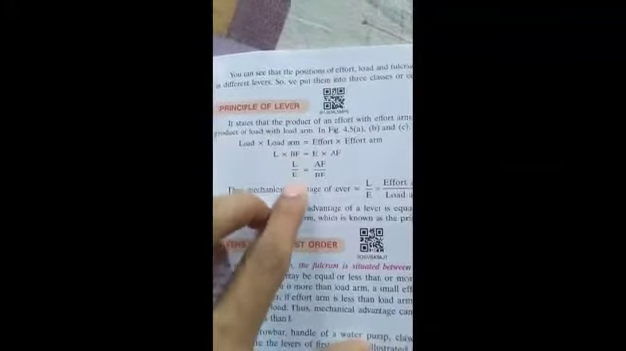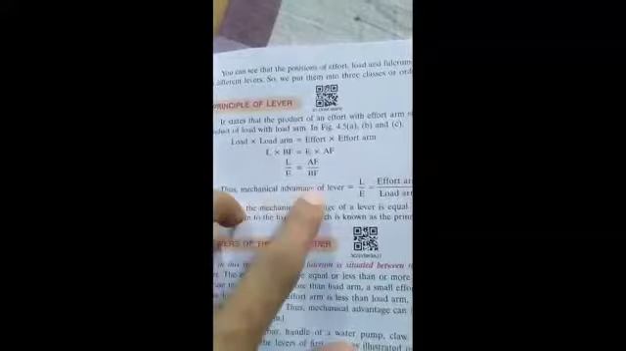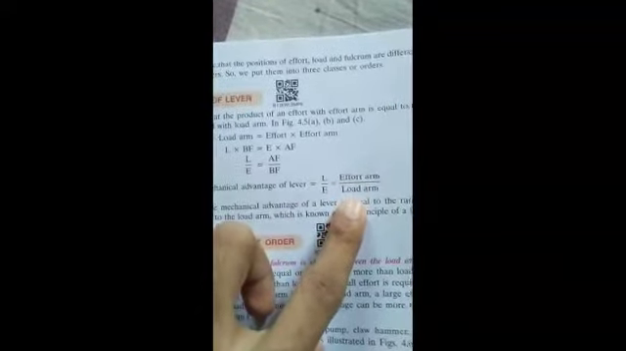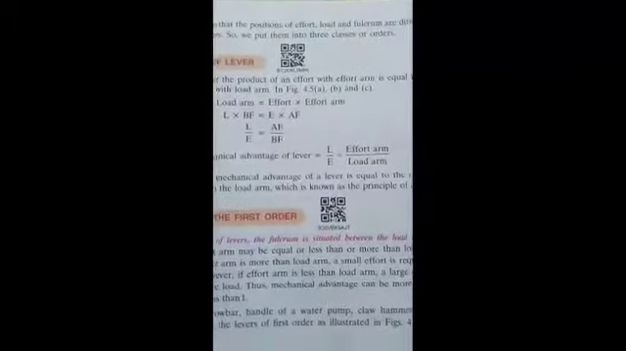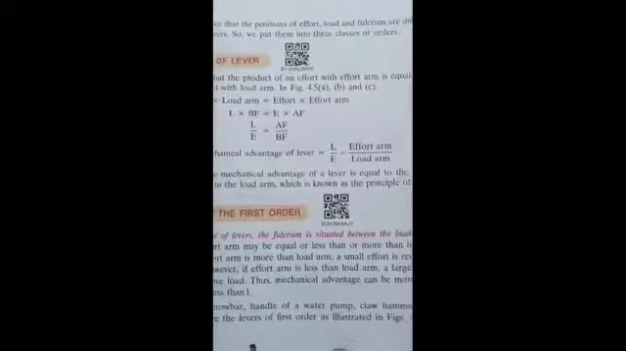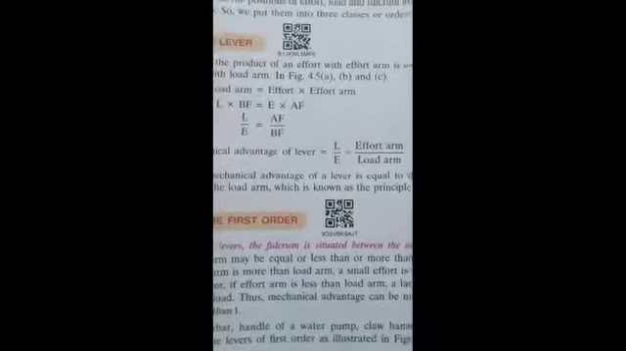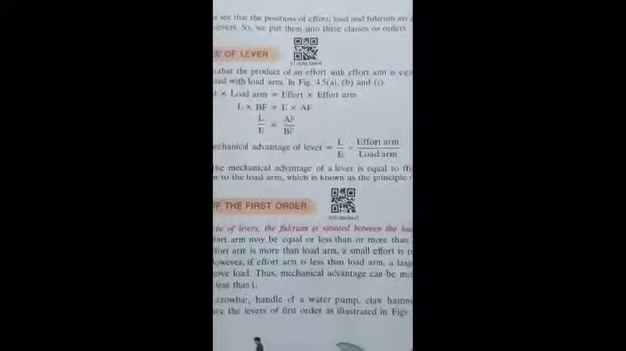We know that the mechanical advantage is the ratio of load and effort, is it not? So the mechanical advantage of the lever will be L by E, equal to effort arm by load arm. Always remember that for an ideal lever, it is assumed that the rod is weightless and there is no friction at the fulcrum. And a lever works on the principle of moments. You will learn about it more clearly in your next classes.